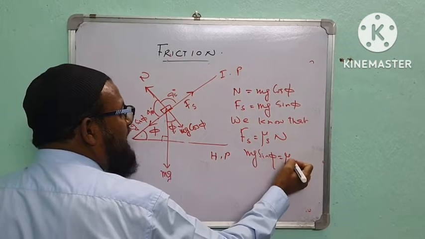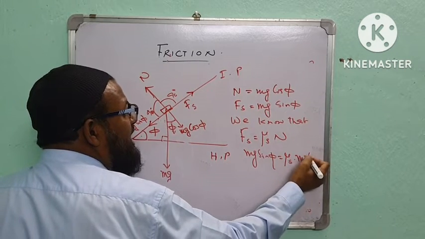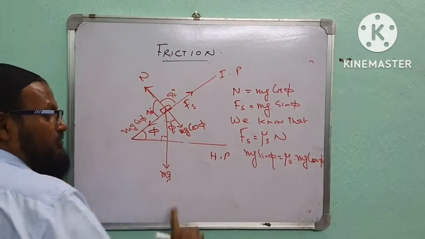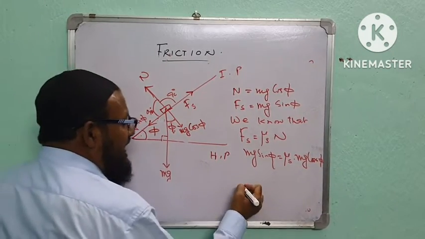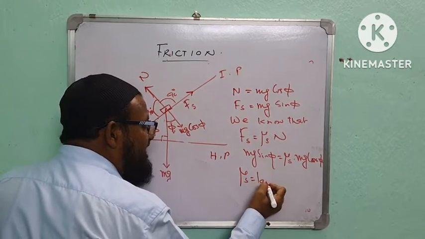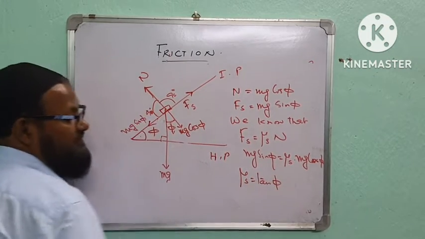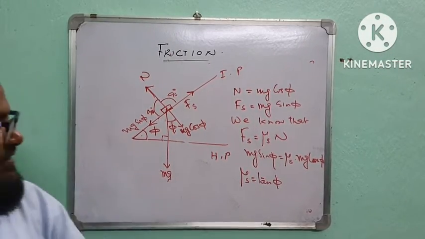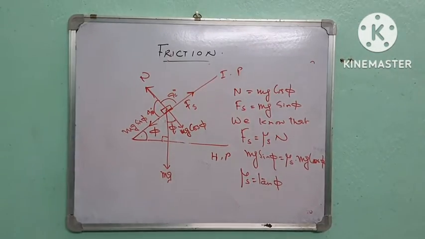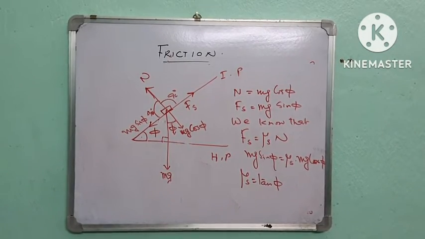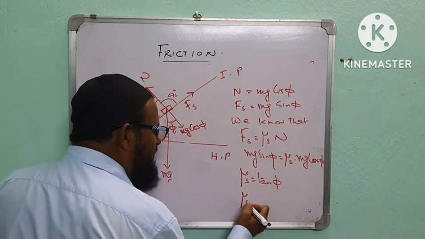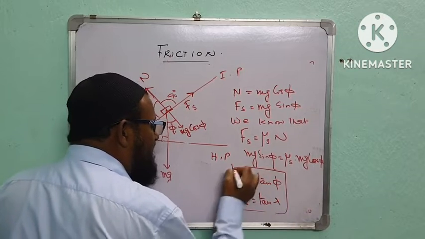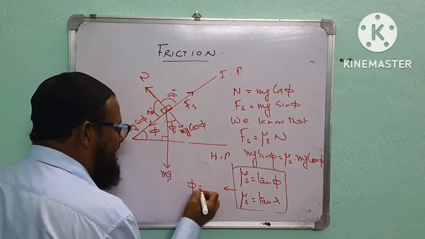What is this? Mu s. That equal to mg cos phi. Both sides mg will be cut. Again mu s equal to what is this? Tan phi. This is mu s equal to tan phi. And what was before? What was mu s equal to before? mu s equal to tan lambda. What is the conclusion? Sir, phi equal to lambda.